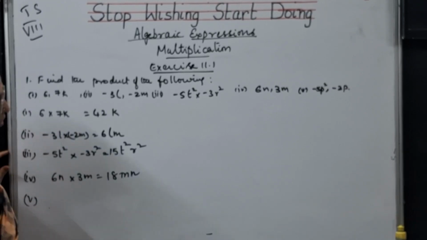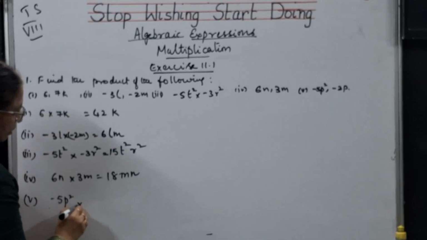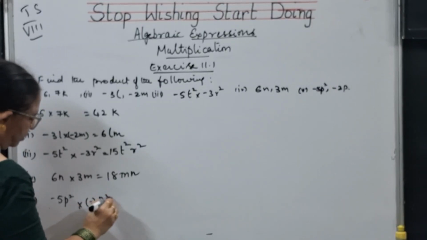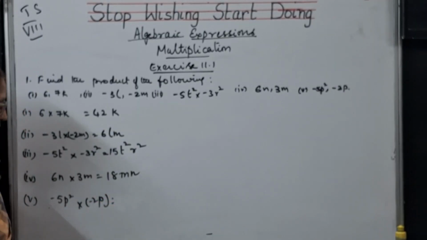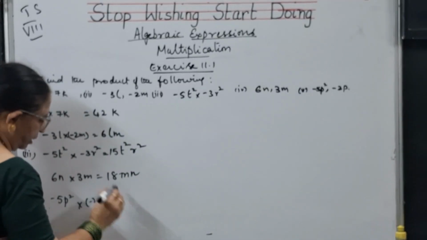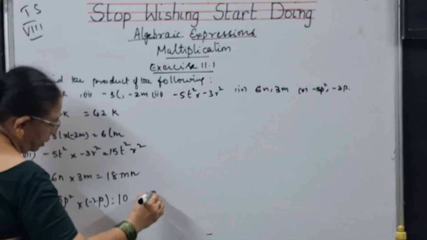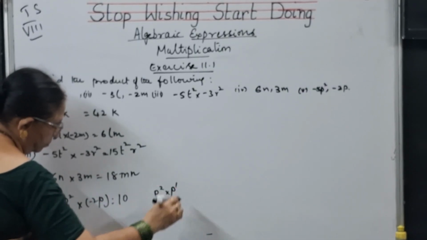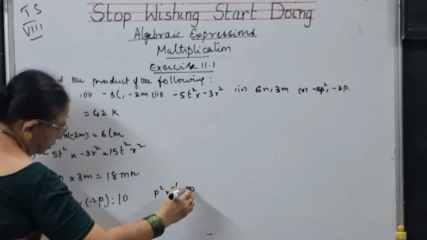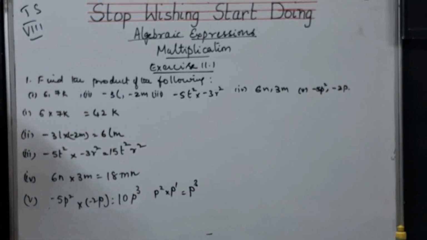And fifth one, minus 5p square into minus 2p. So minus into minus is plus, need not write. 5 2s are 10, p square into p, p to the power of 1, p cube. 10p cube is the answer. So these are the answers for this problem. Children, please note it down.